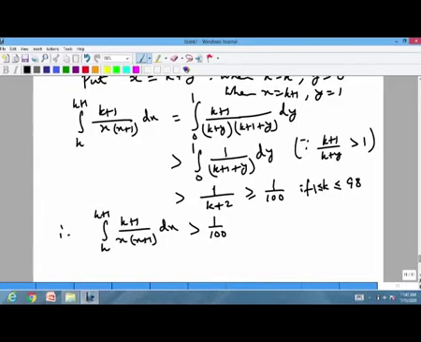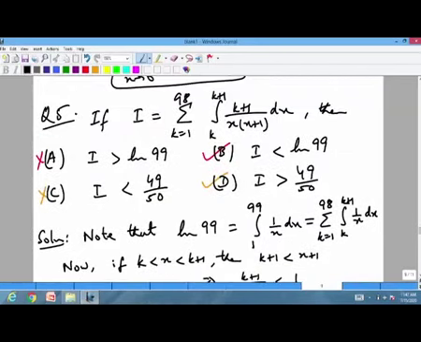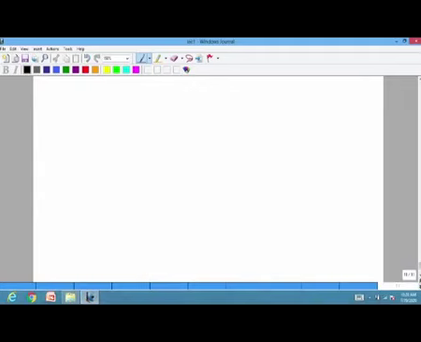In fact, we can get a better bound by using that this is bigger than 1 by k plus 2 and then summing it from k equal to 1 to 98. So, we can get that this D is true this way also. Okay, let us do one more problem.